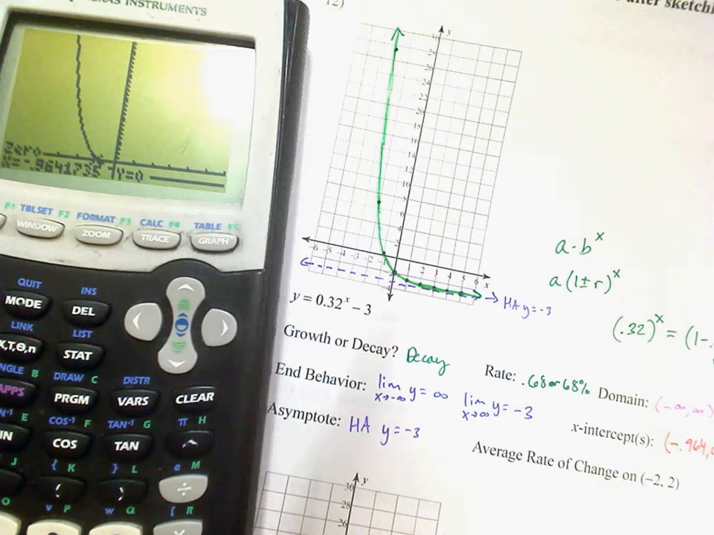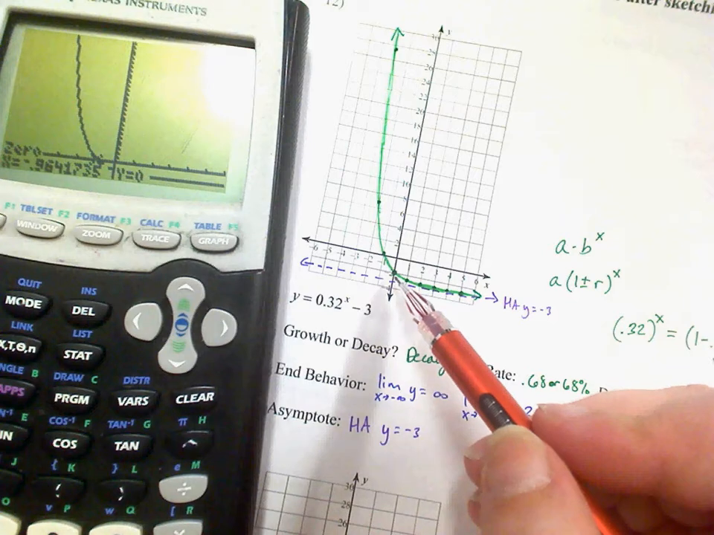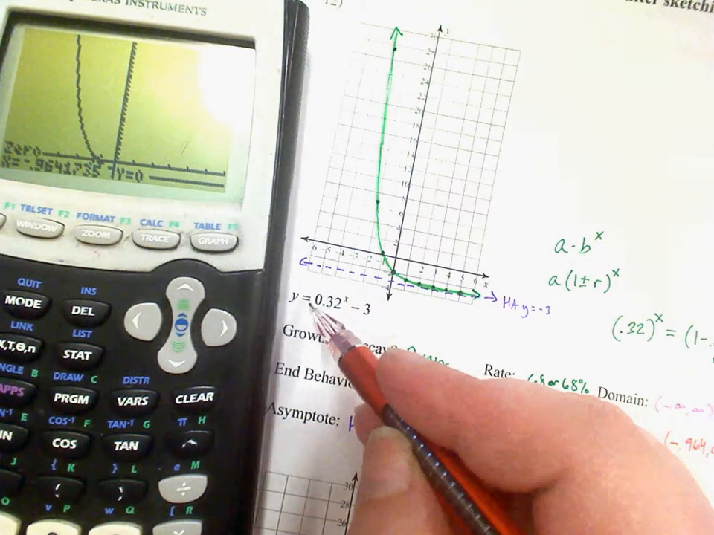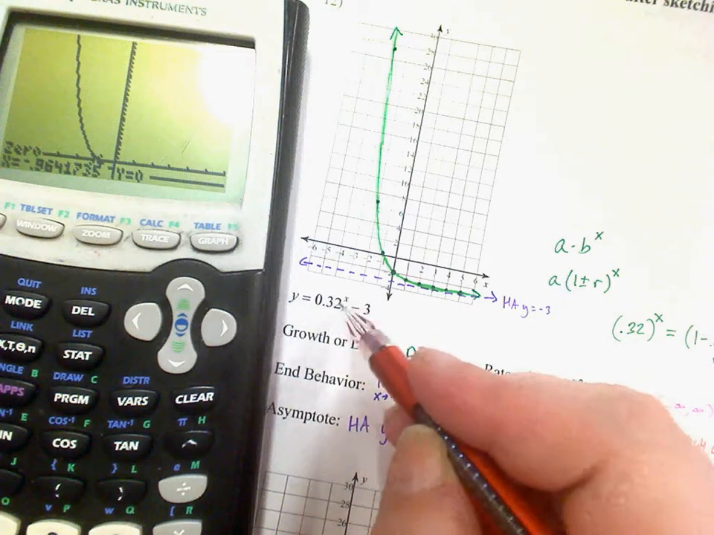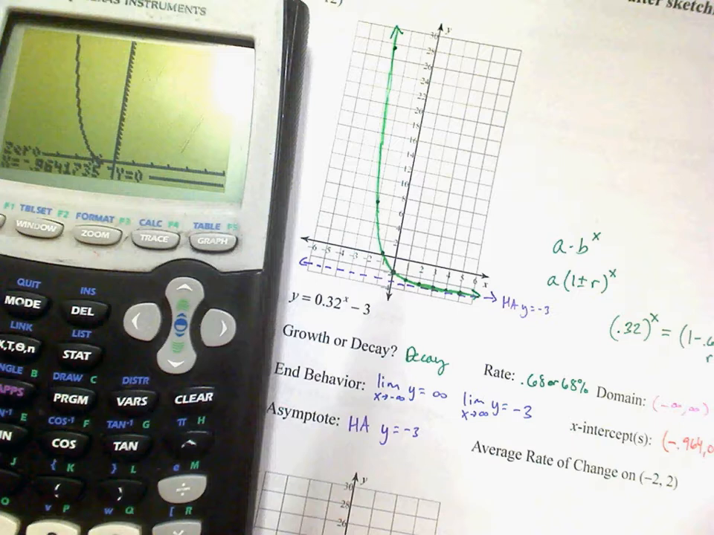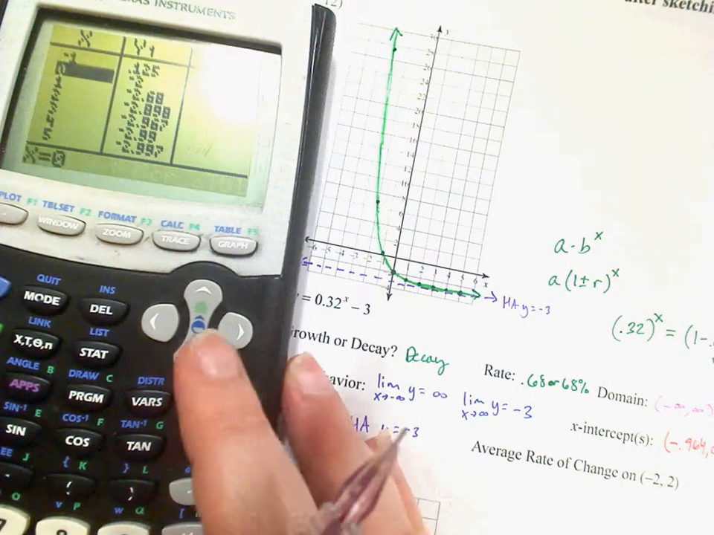And then the y-intercept is where it crosses the y-axis, and I know that it crosses the y-axis at 0, -2. And I get that from, if x is 0, then I've got 1 times 0.32 to the 0, which is 1, so 1 minus 3 is -2. So 0, -2. You can also just find that by looking at your table, 0, -2.